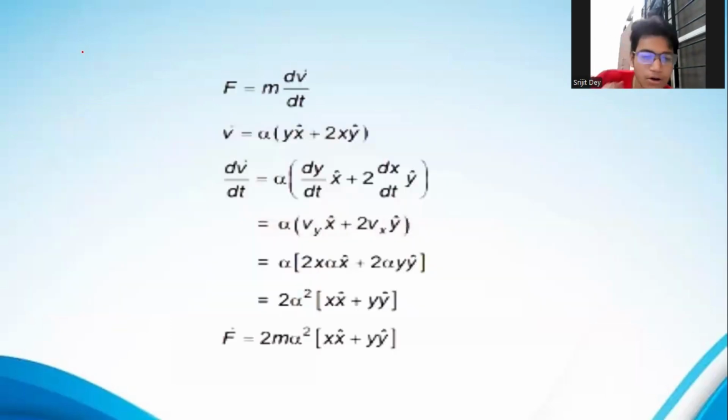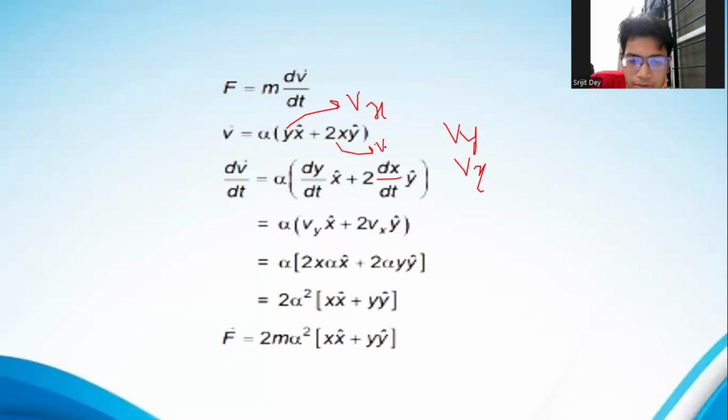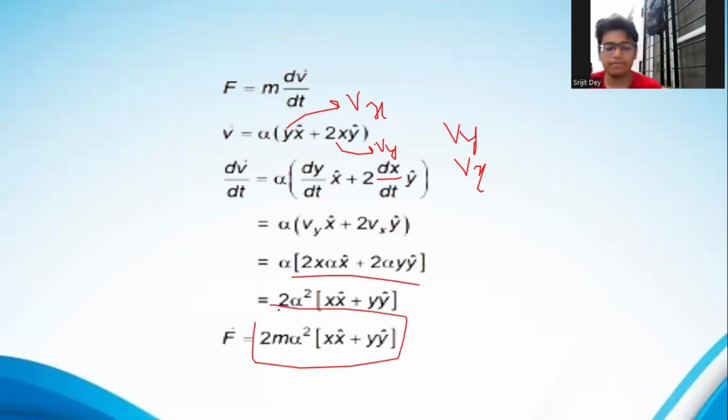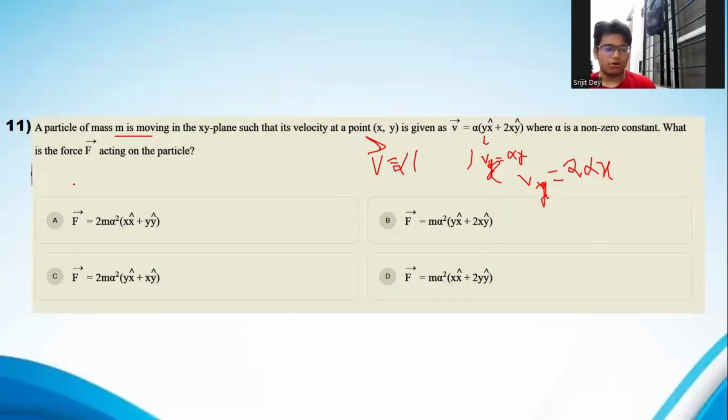That is important. Now if you see, on doing mass m into dv dt, now what you will do is you do dy dt. So this will be dy dt x cap and dx dt y cap. So what is dy dt? Dy dt is nothing but our Vy, and what is dx dt? It is Vx. So from the very concept, as I told you, this is your Vx and this is your Vy. So on doing dy dt, basically you get your Vy and Vx. Now on just replacement of the values over here, you will find 2m alpha square x i cap and y, which is your option A.